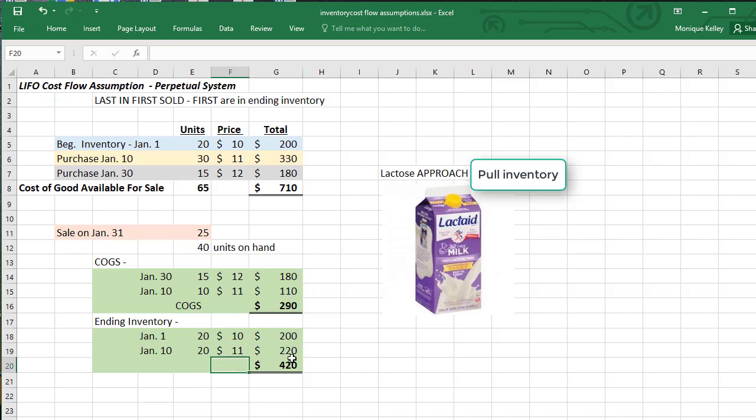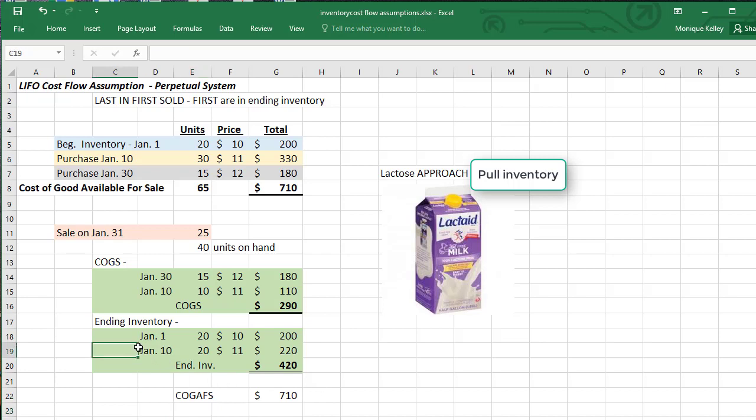And that price will be $11. We do our math, 200 and 220, which is 420. And this will represent our ending inventory, debit to merchandise inventory. So this will be our balance. And if you take the 290 and the 420 and add them together, it agrees to our cost of goods available for sale.